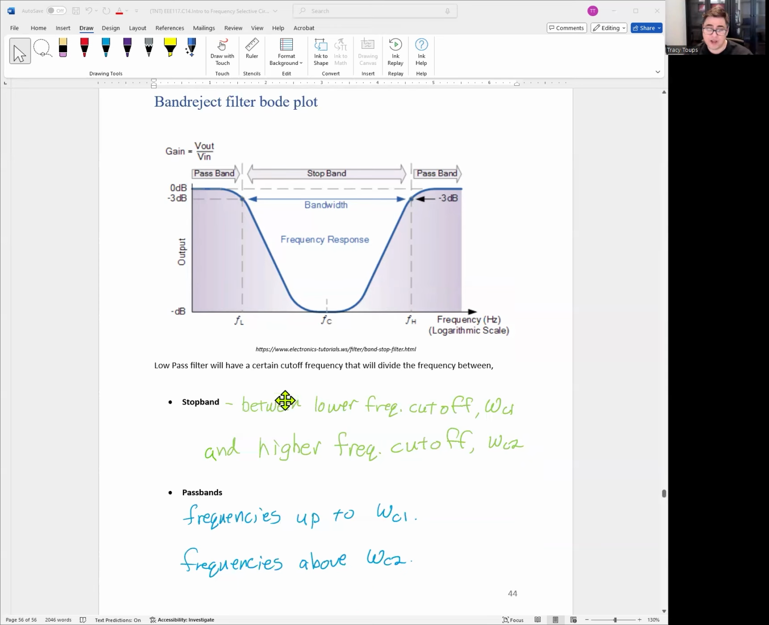Okay. So stop band is between lower cutoff frequency WC1 and higher cutoff frequency WC2. It's here and here. Pass band frequency is any frequencies from 0 up to the lower cutoff frequency, so all this area. Passband is also from the upper cutoff frequency onwards to as high a frequency as you can go. Okay, so you're kind of just carving out a little center area and saying, nope, we're blocking that. Everything else we'll just let through.